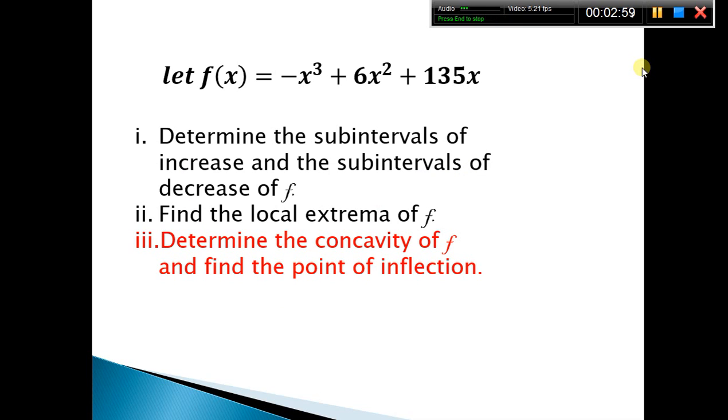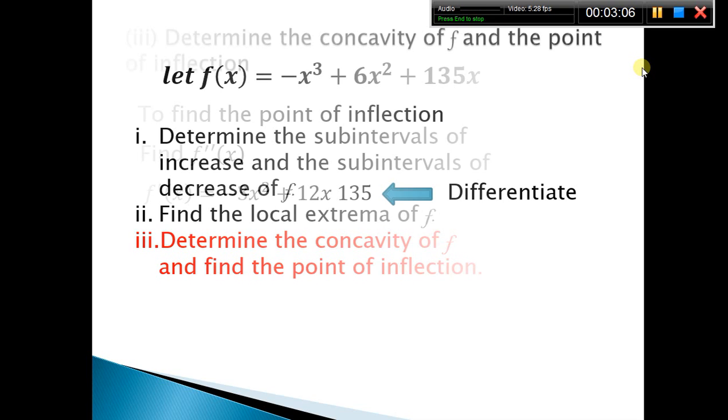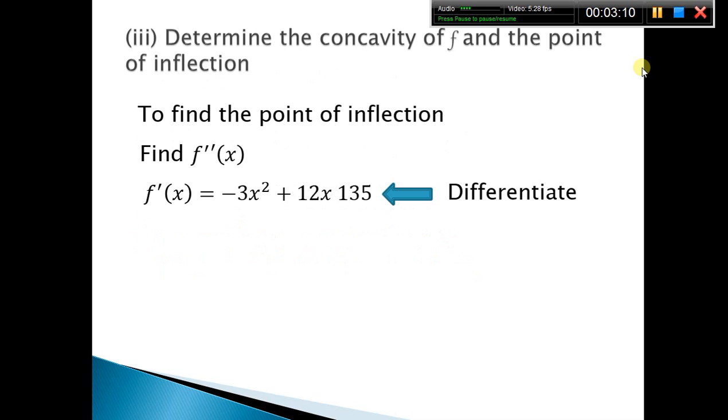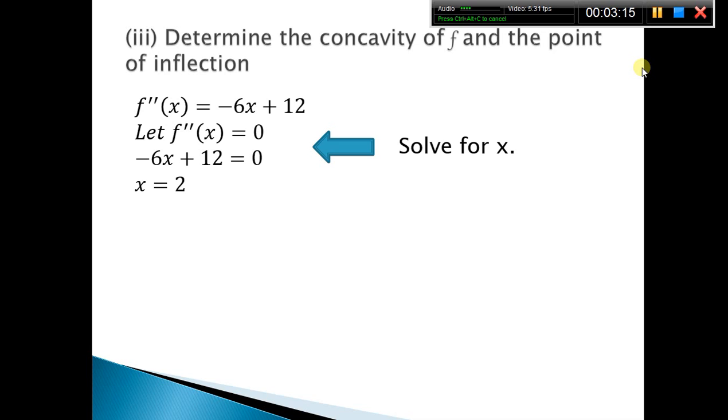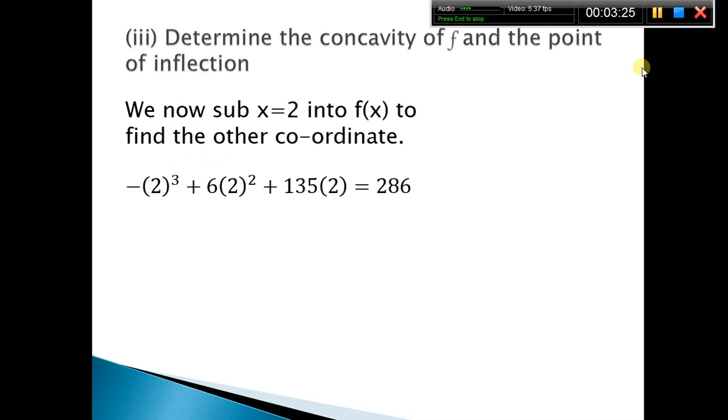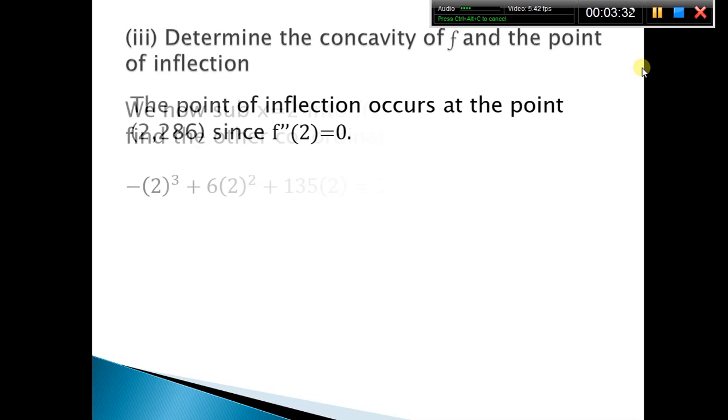So the concavity of the function is really asking you what the general shape of the curve is. So we'll begin by finding our point of inflection. To find points of inflection, we differentiate the function twice and let the second derivative equal 0. So as you can see here, we solve for x to find x equal to 2. This is the x value of our point of inflection. Sub this x value into the original equation to find the corresponding y value, and you can see that we get y is equal to 286. So our point of inflection is (2, 286).